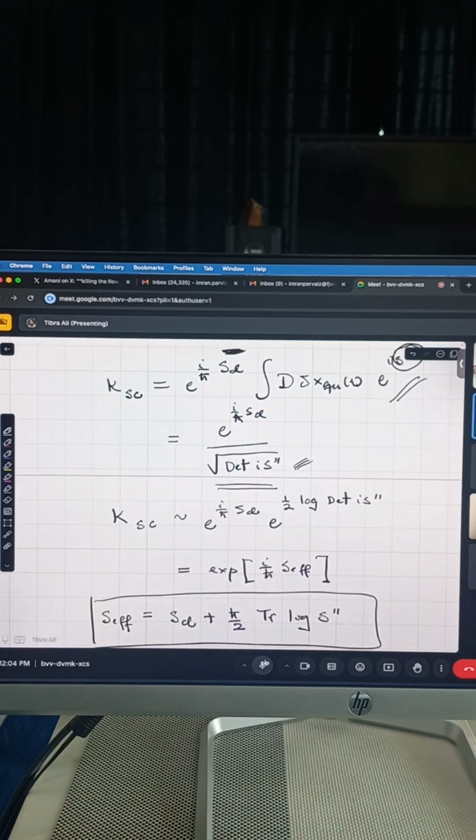Not a question, but could you share the resource about this calculation in detail? Some book or some paper? Yeah, I'll share a resource.